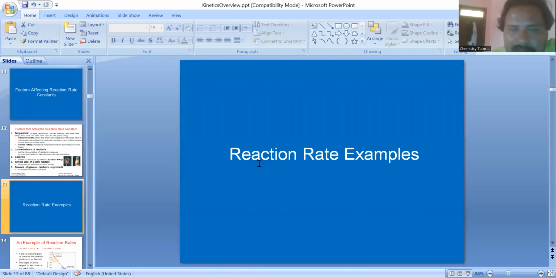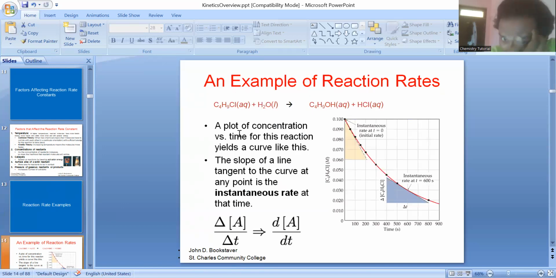Then we discuss a reaction rate example. You can see this chemical reaction in which butyl chloride in the presence of water is converted to butyl alcohol and HCl. A plot is drawn between the concentration of butyl chloride and time. The initial rate is 0.10, and with time the concentration decreases. If you draw the small graph, the concentration of A is higher at the start, because the time taken by the reaction is less. As time increases, the concentration of butyl chloride decreases.